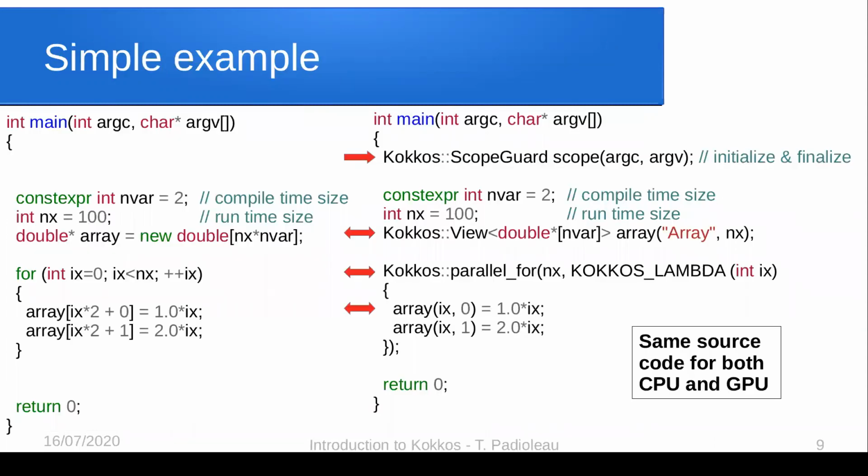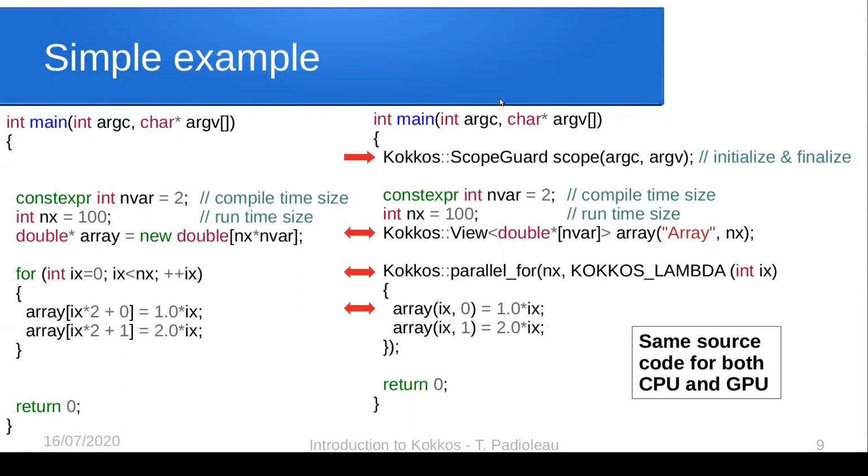This is a simple example. This code doesn't do anything interesting, but it shows you how to get from a sequential code to a Kokkos version of it. On the left-hand side, we have the main function of a C or C++ program, in which we defined a two-dimensional array, which has a compile-time dimension and a runtime dimension. We create this array and we loop over it using native loops of the C++ language. This prescribes that we iterate from 0 to nx in increasing order, and we assign values to this array.